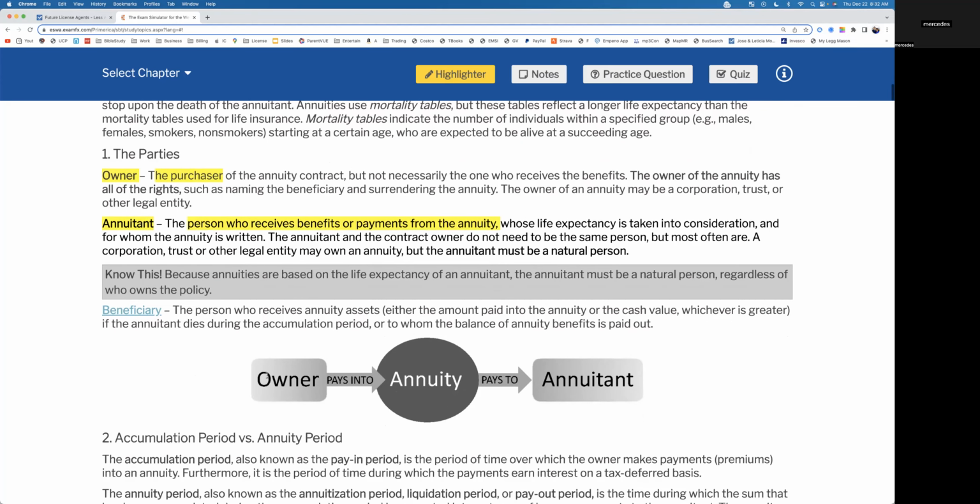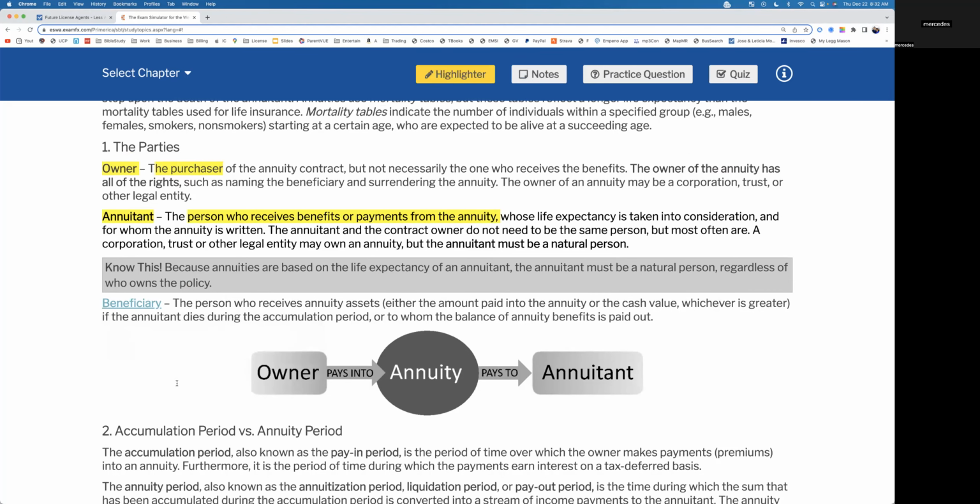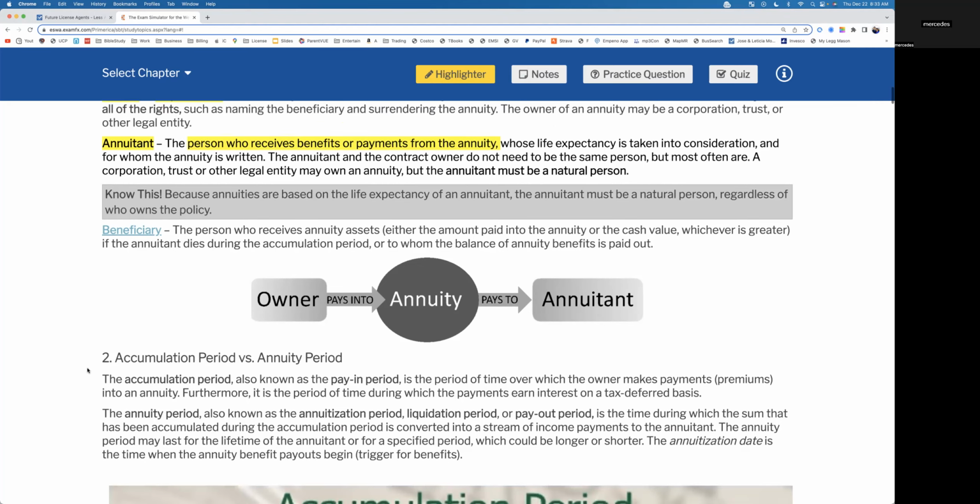Okay. So here it is. The owner pays into an annuity, and then the annuity pays to the annuitant. Can the owner and the annuitant be the same person? Yeah, I could buy an annuity for me. Does it have to be the same person? No. The owner could buy, like I could buy an annuity for my dad, for example.